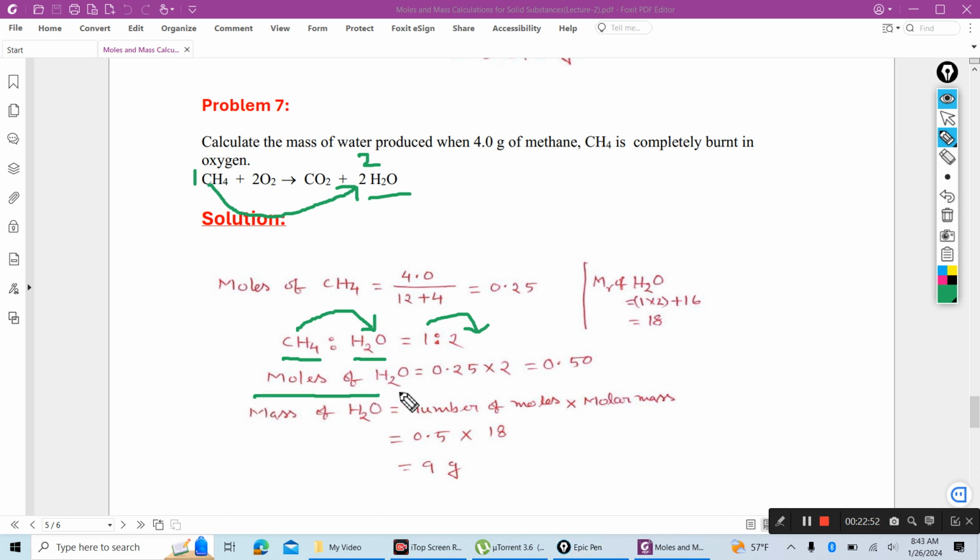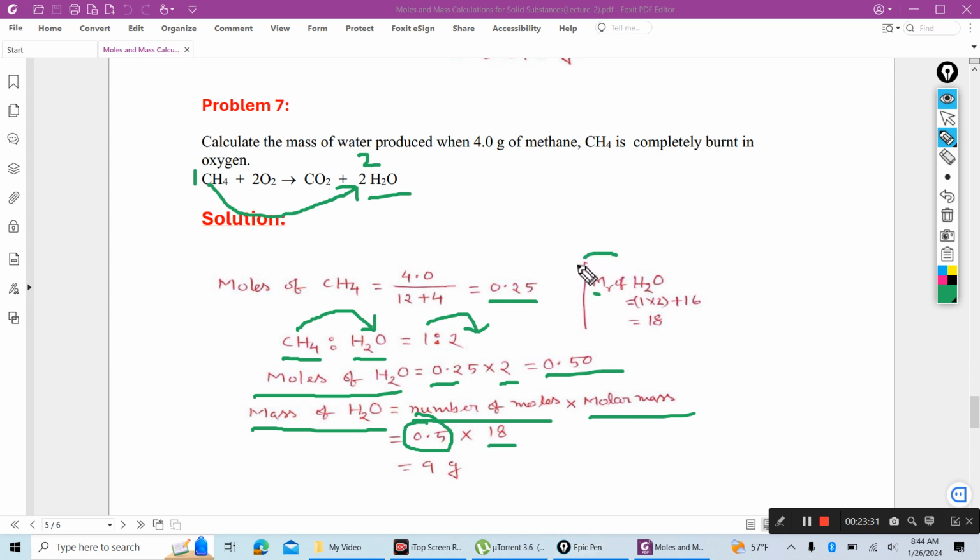So moles of water, 0.25 times 2, because moles of water are twice of methane. We get 0.50 moles. Now mass of water equals number of moles times molar mass or molecular mass. Number of moles 0.5 and molar mass of water 18.